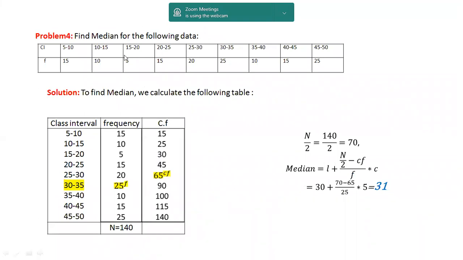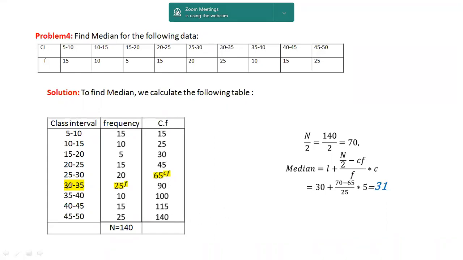Here is another example, which provides grouped data. The class intervals are given like 5 to 10, 10 to 15, 15 to 20, and so on. For the class interval 5 to 10, the frequency is 15. For 10 to 15, it is 10. For 15 to 20 and 20 to 25, the frequencies are provided like that. So we have to get the median for this data.